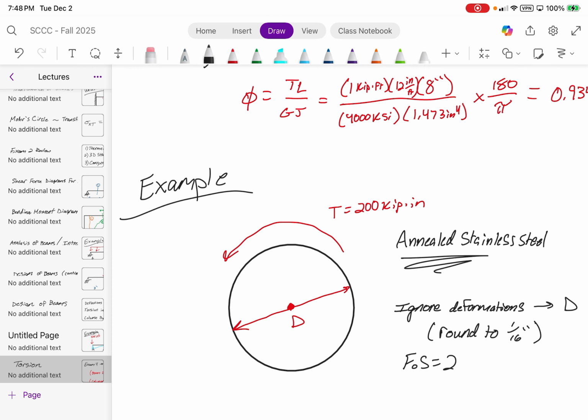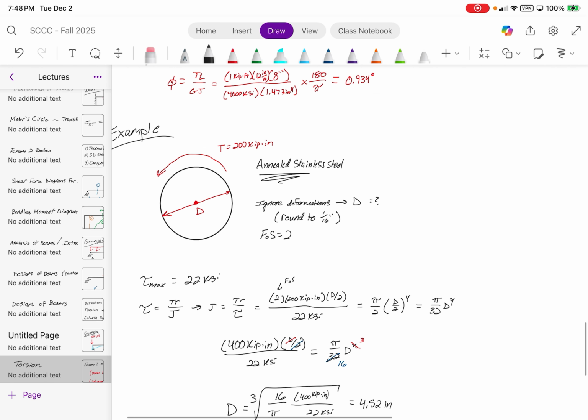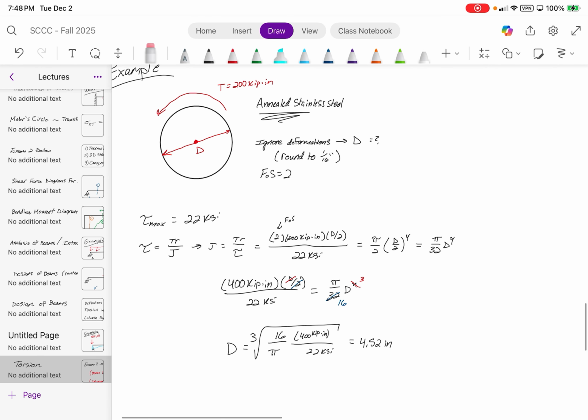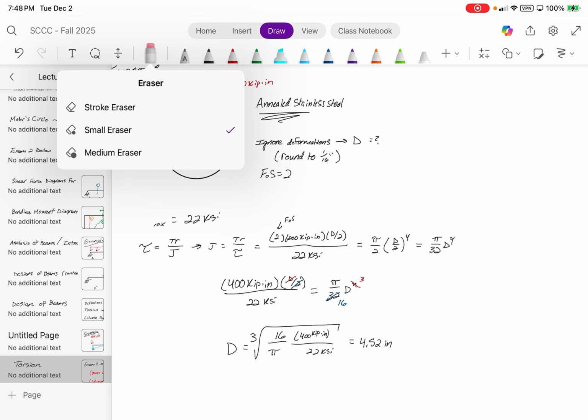Does that make sense? You guys want to work on it together? Yeah, let's see. Okay, all right. Let me erase my solution, just so that way I can do everything with you guys.